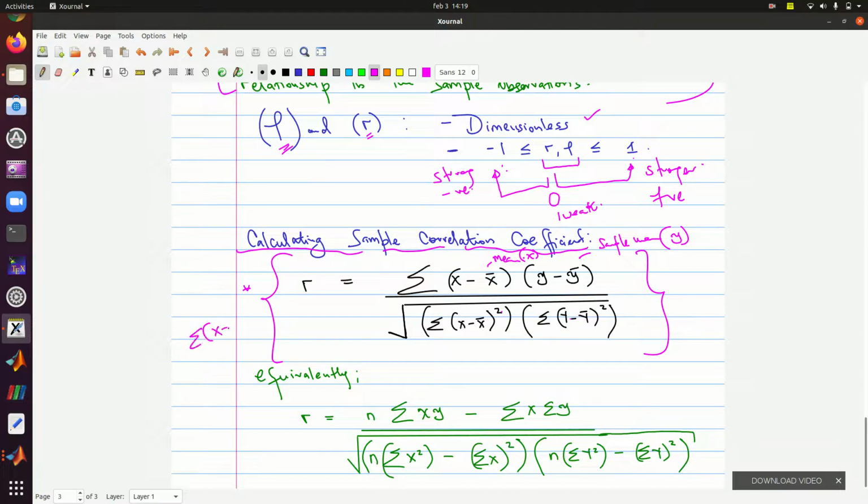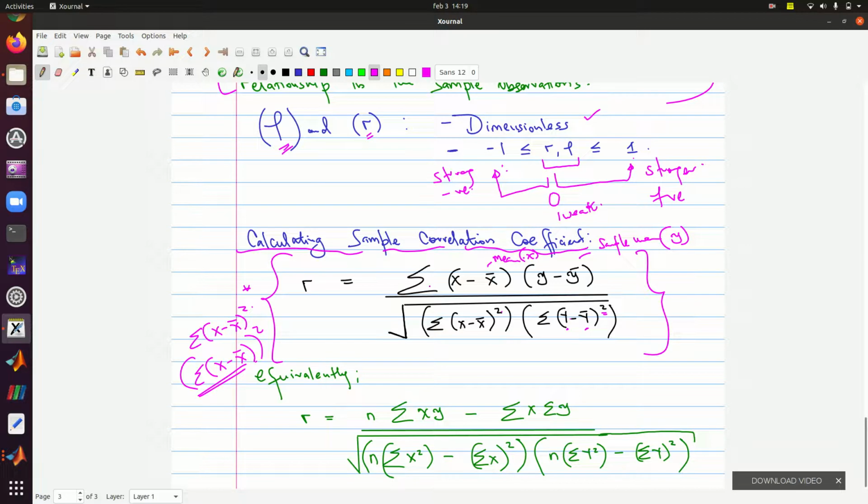The summation of x minus x bar squared is very different from when someone writes the summation of x minus x bar and then everything squared. I would like you to note that it is the summation of the square of the difference between x and x bar. Here it is the summation of the square of the difference between y and y bar.